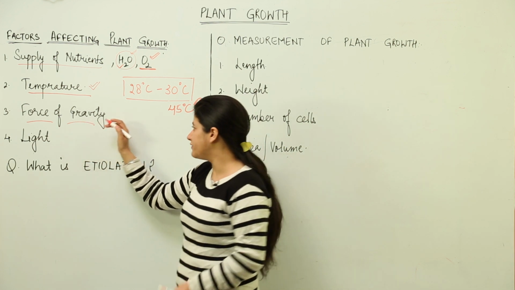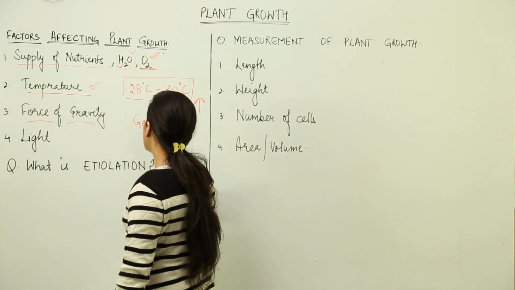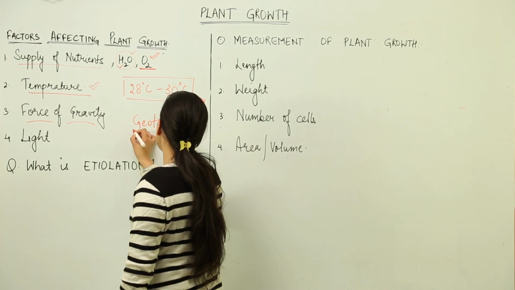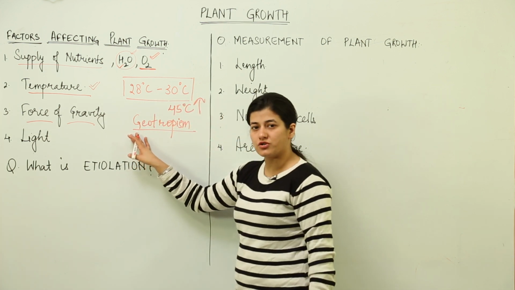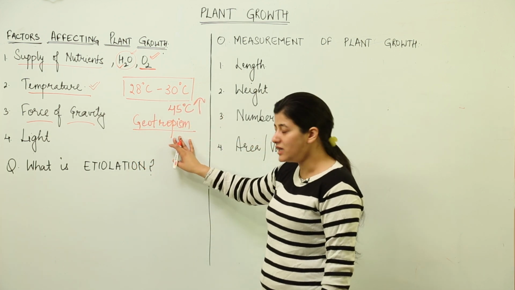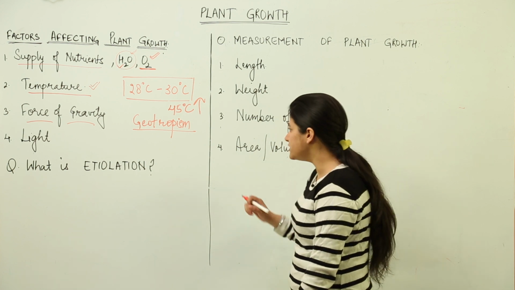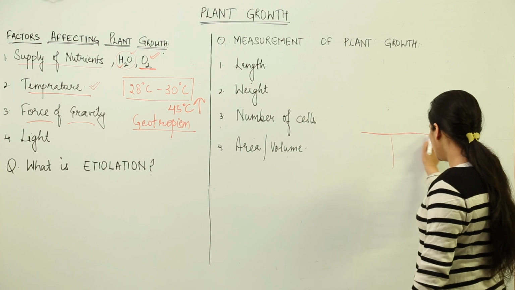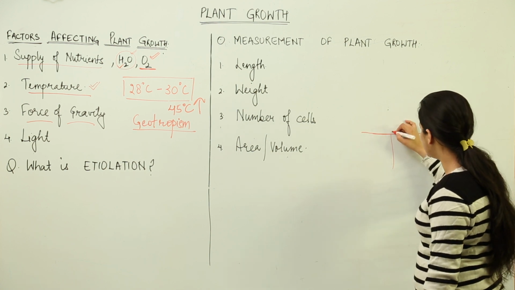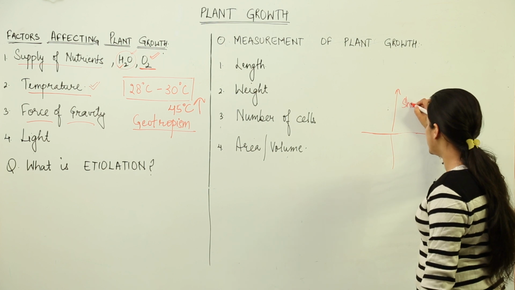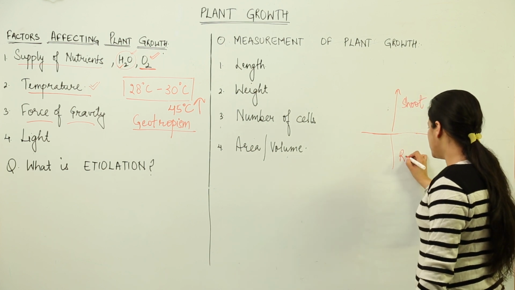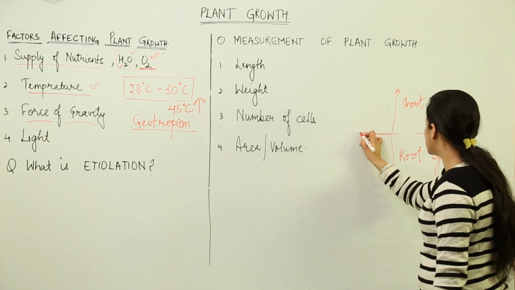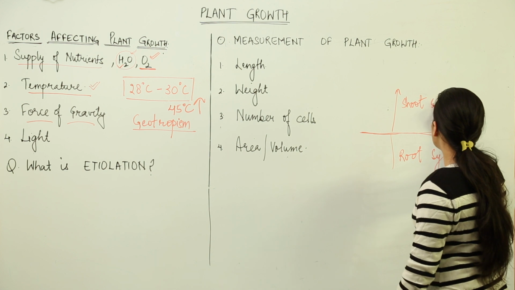Then there is force of gravity, and we use the term geotropism. Geo is used for earth and tropism is a type of response to the stimulus. So when we talk about geotropism, we are talking about how the force of gravity influences the growth of a plant. For understanding geotropism, consider that supposedly this is the soil surface and this is the plant, this is the shoot, just for understanding purpose, and this is the root system below the soil.